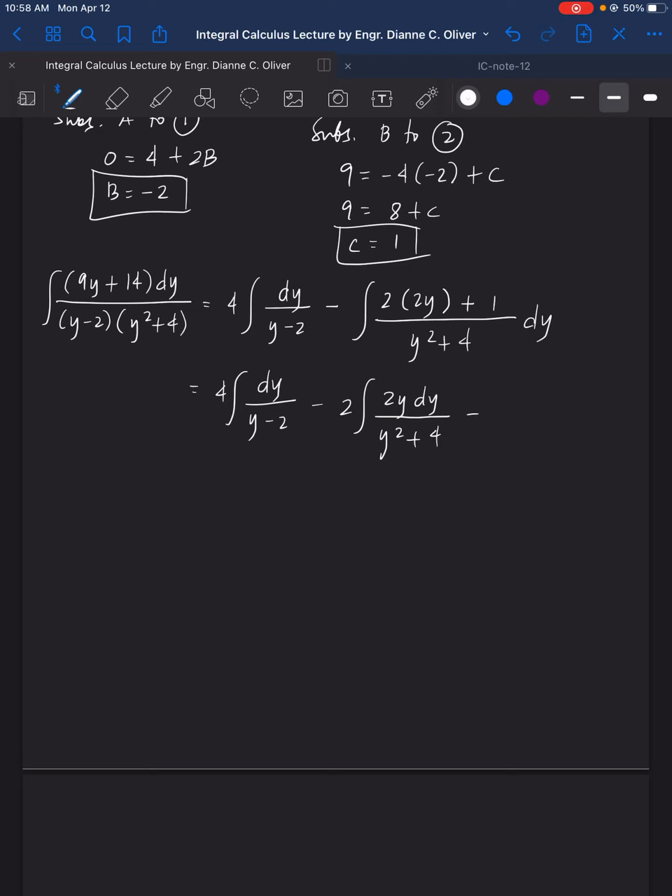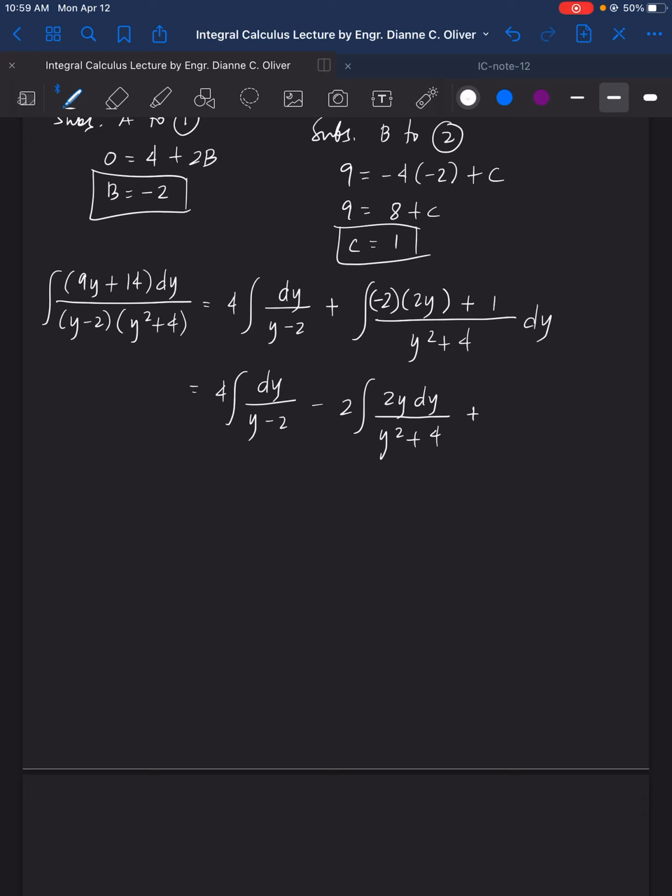Then we have here minus. Okay, so if we look at this, we will have here plus. Yeah, because this is plus and this is just the minus 2, right? Yes, it is that way, okay?